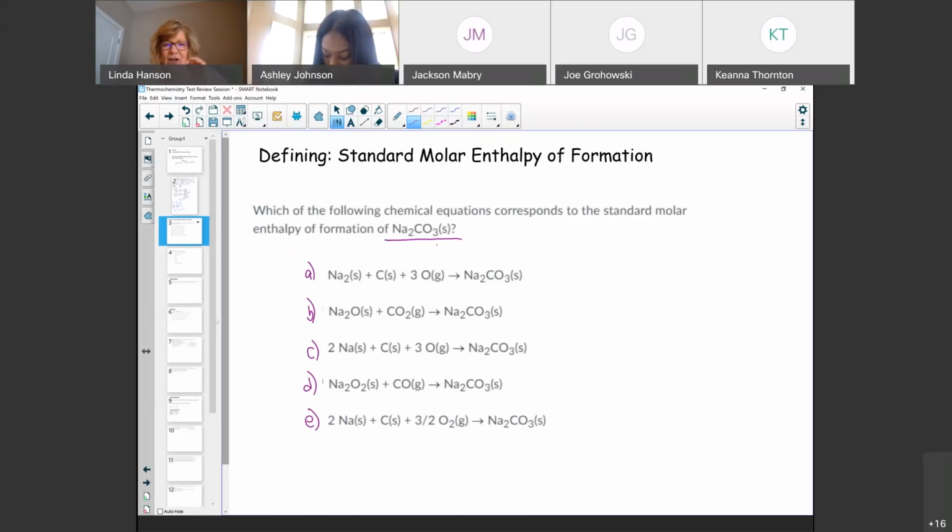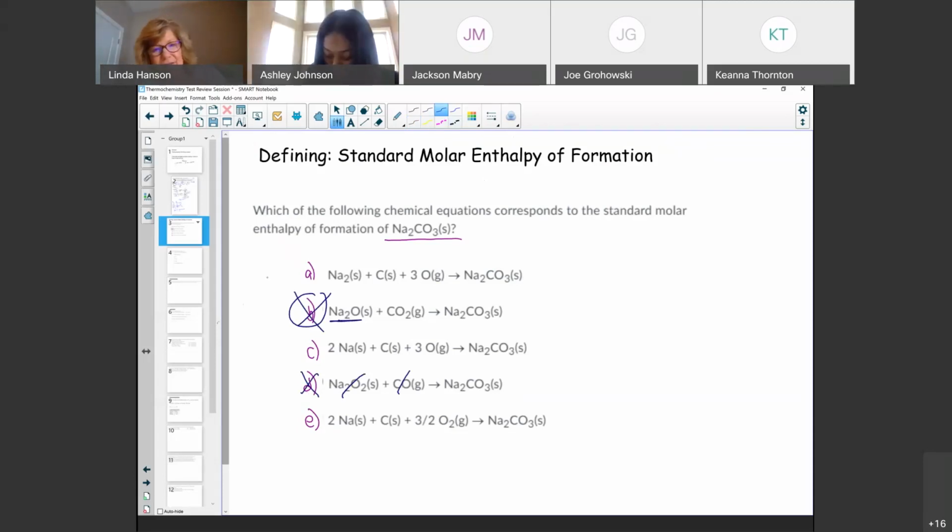Right off the bat, there are some choices here that I can just eliminate because they're not elements in their natural state pointing at the compound. For example, look at letter B here. This is not an element, it's a compound. Well, that's not the correct definition. They have to be elements in the natural state pointing at the compound. And I can get rid of choice D for that very same reason. These aren't elements, they're compounds. What we need to do is point at the compound from its elements in their natural state.